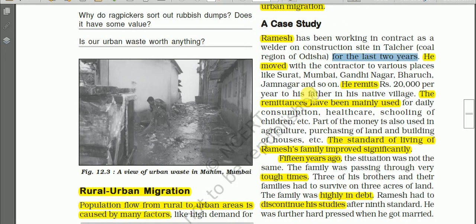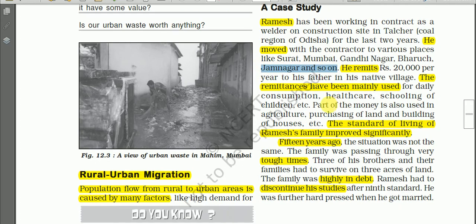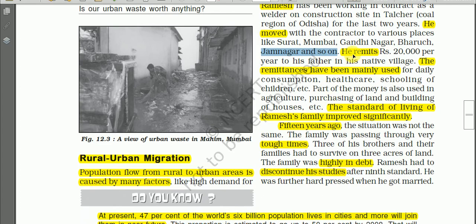And he moved with contractors to various places like Surat, Mumbai, Gandhinagar, Bharuch, Jamnagar, and so on. So Ramesh moved with the contractor to various places, and he remits rupees 20,000 per year to his father in his native village. So he is sending rupees 20,000 to his father living in his native village.